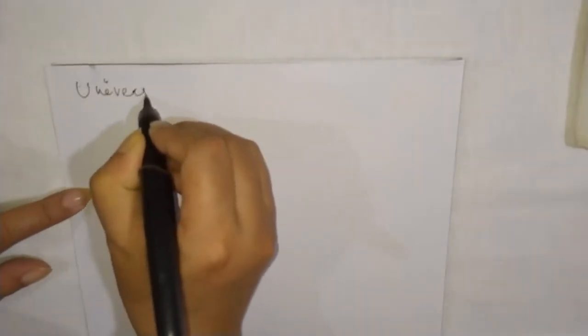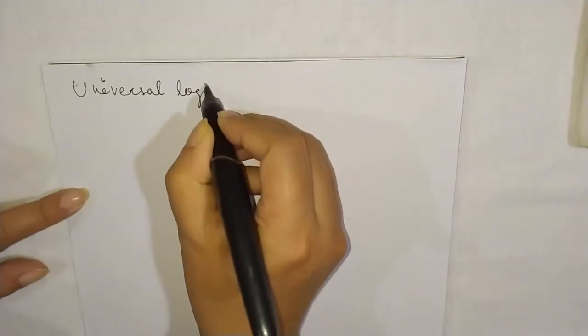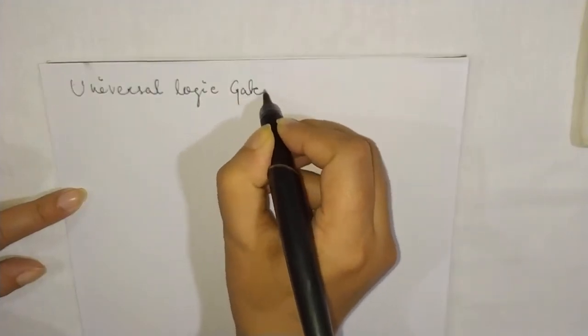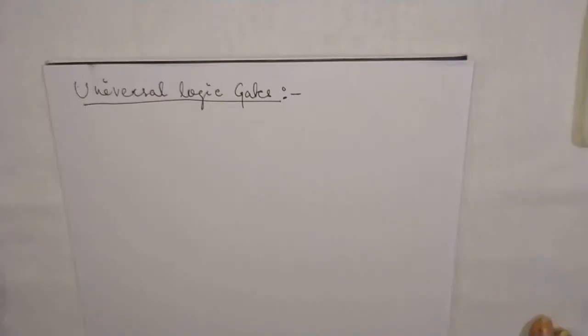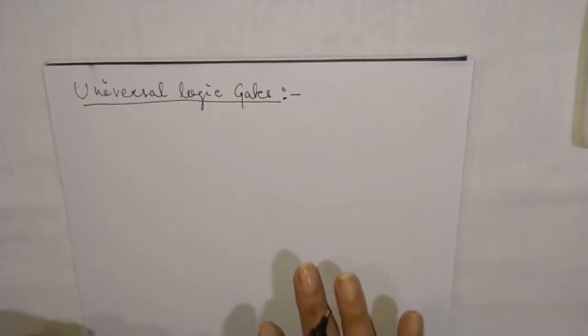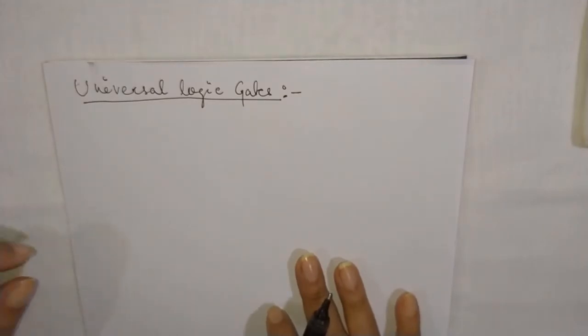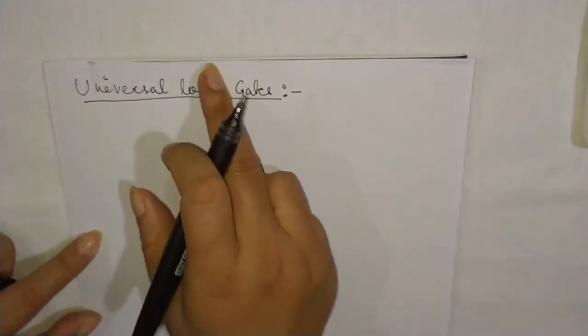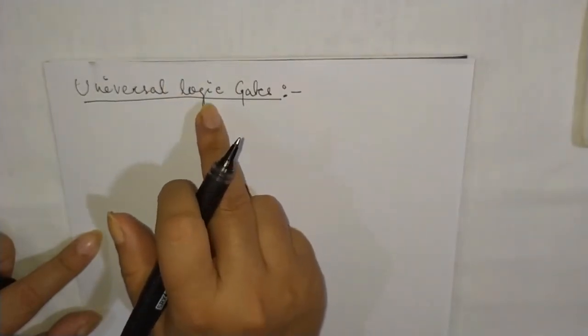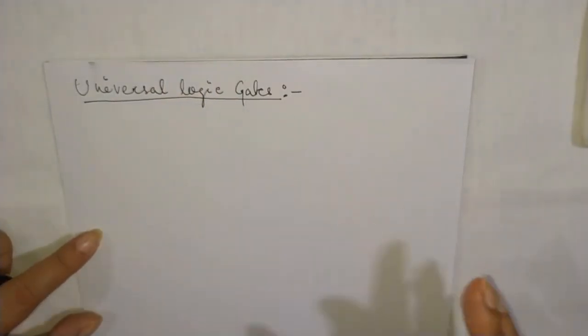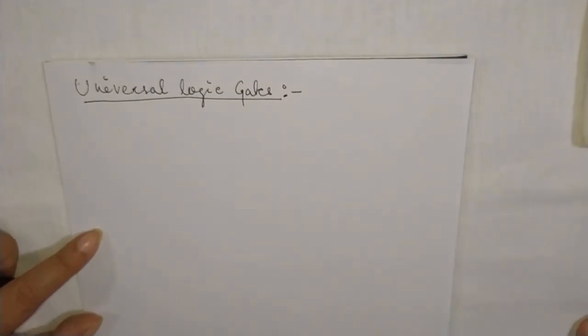So let's start our today's discussion on universal logic gates. So previously we have discussed what is logic gates. This logic gate is actually nothing but a decision making process. In the name itself there is logic. Logic means it will work under certain condition only. If the condition is satisfied, then only it is going to give us certain output.